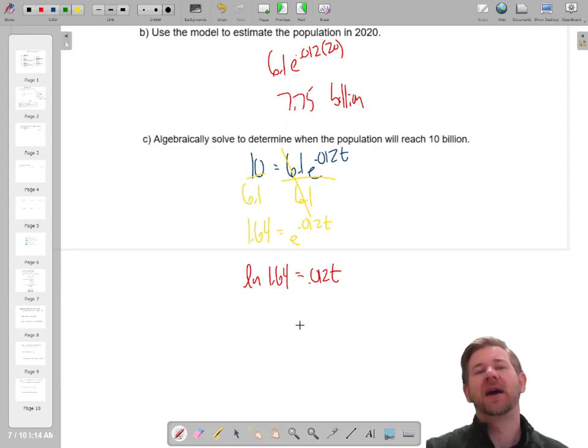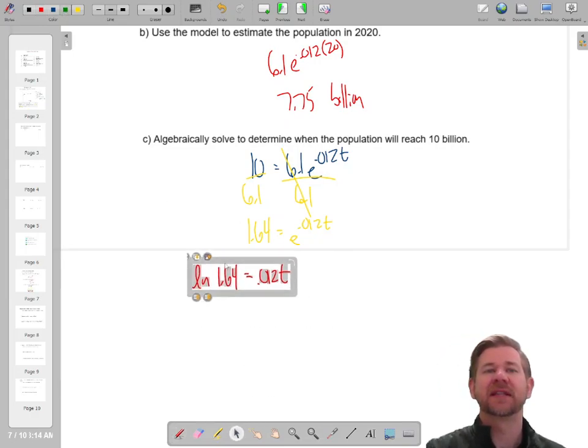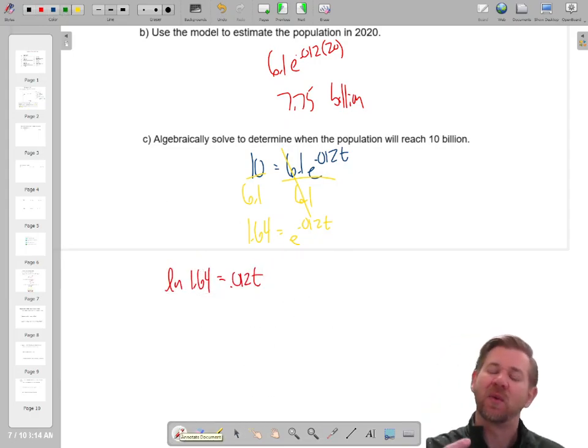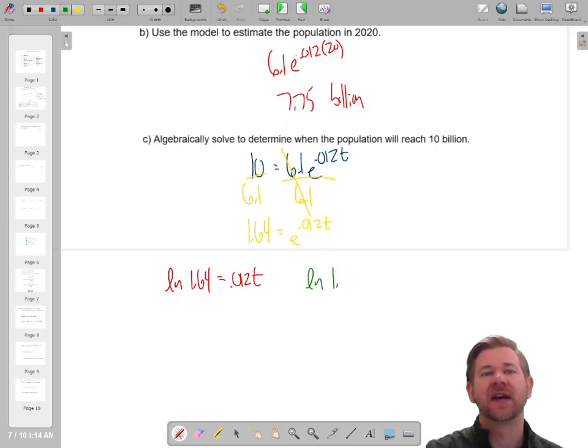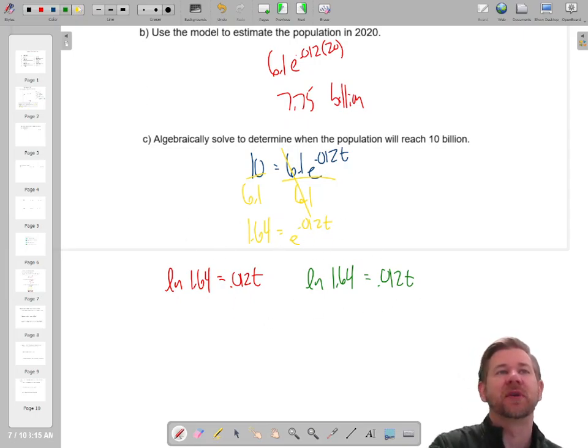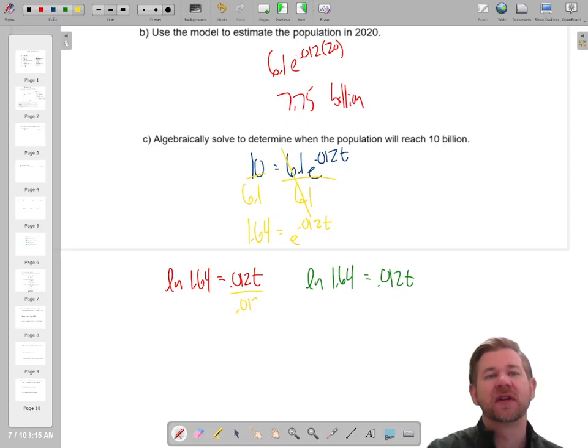The other way you can approach these problems is when you get to this part, you can also say, well, what if I took the log of both sides? The natural log of the left side, 1.64, and the natural log of a base e exponent is just going to give you this guy. And based on some rules of logarithms that we haven't really talked about, those cancel each other out and you just get the exponent. But either way, once you get here, now it's a one-step equation. To get t by itself, you're going to divide by 0.012.